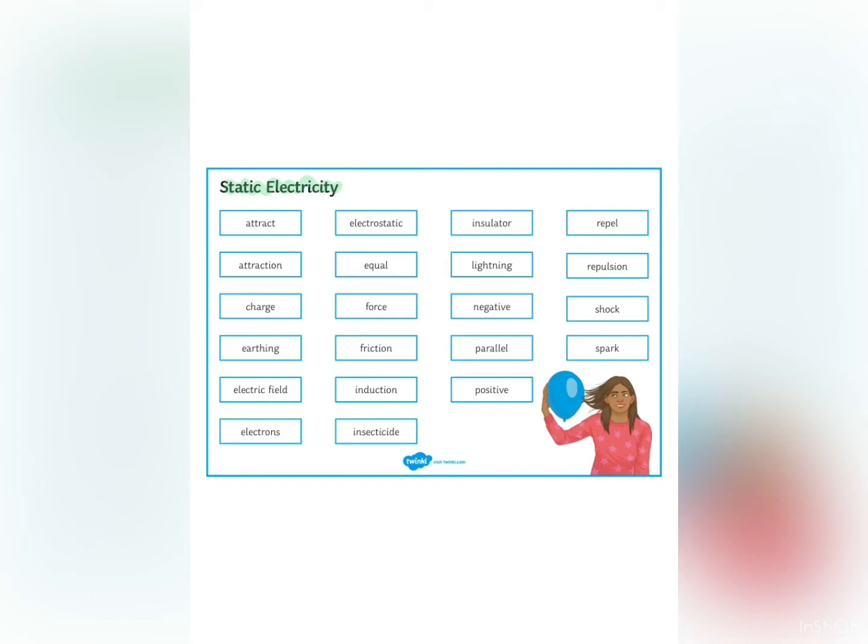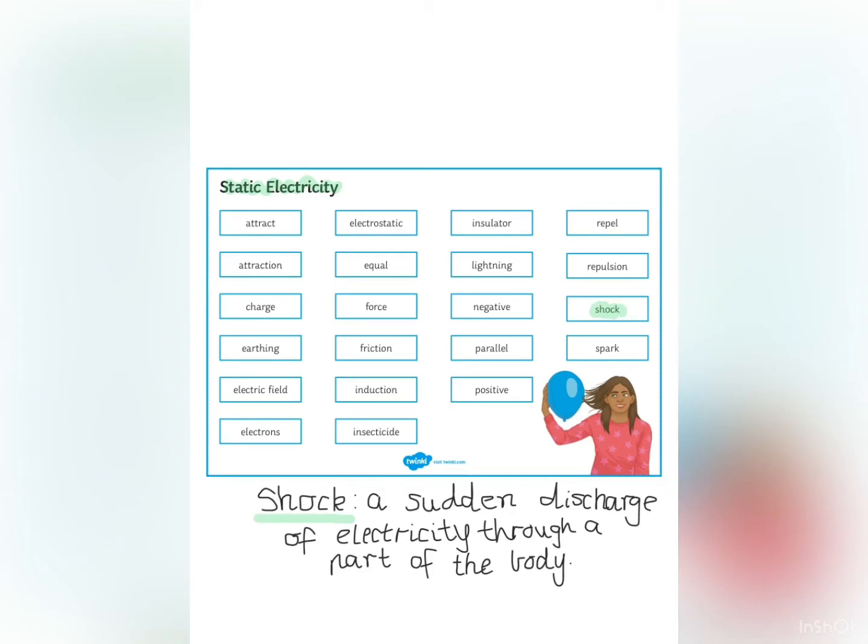What we need to do today is choose 1 to 3 of these words and Google the meaning behind it. In your workbook, you are going to write the word that you have chosen and then the definition next to it. I have chosen the word shock. So now I'm going to write the word shock and its definition next to it. I have written for the definition of shock, a sudden discharge of electricity through a part of the body.